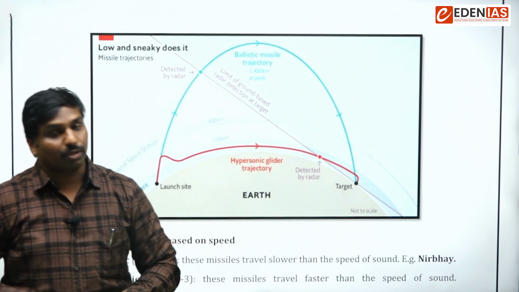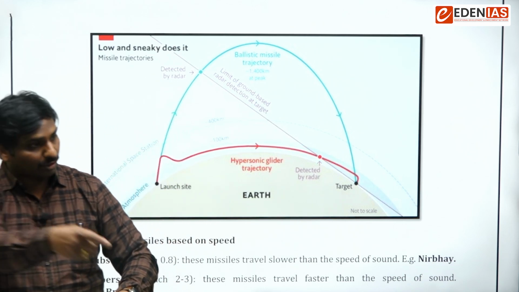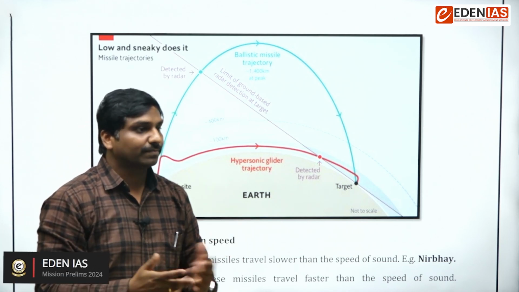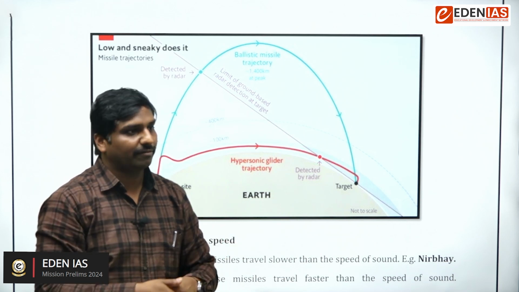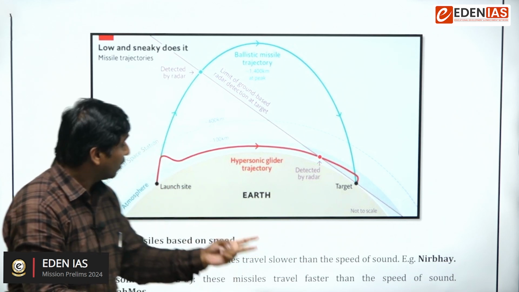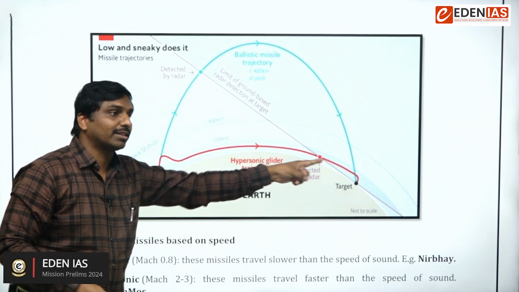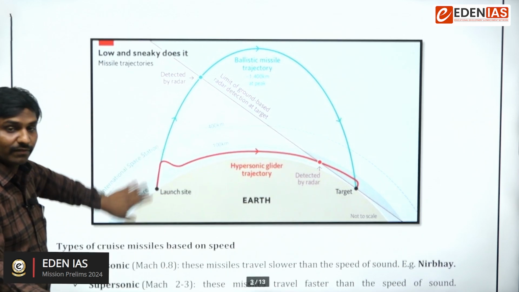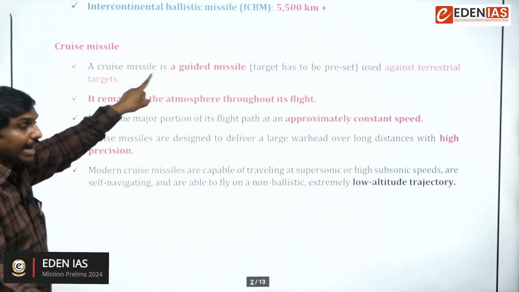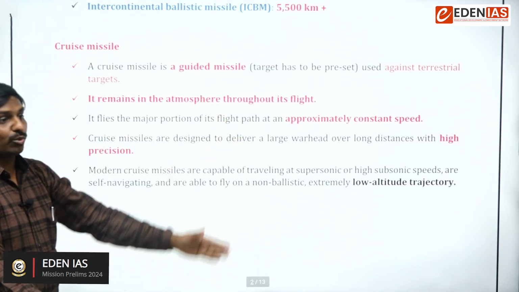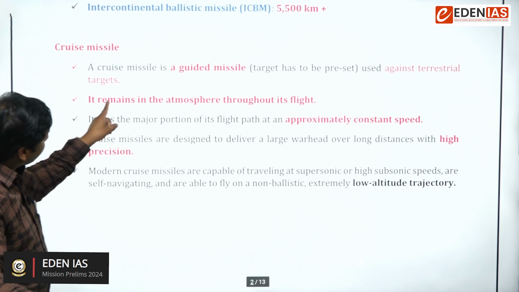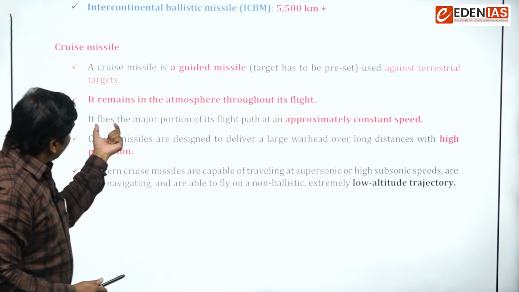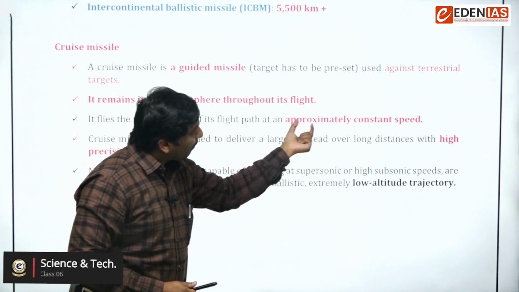Think you are throwing a ball from the boundary line versus throwing from a front fielder's position, where there is more chance of hitting the wickets. A front fielder can hit with accuracy. In the similar fashion, cruise missiles take a straight line path, so they will go and hit perfectly. From that point of view, just remember it is a guided missile; we will guide it throughout its journey. Next, it remains in the atmosphere throughout its flight. Then it flies a major portion of its flight at an approximately constant speed.